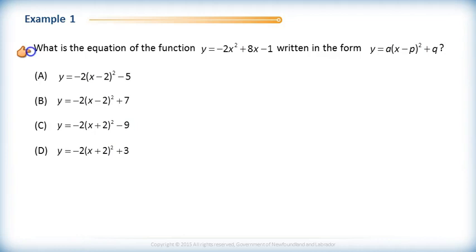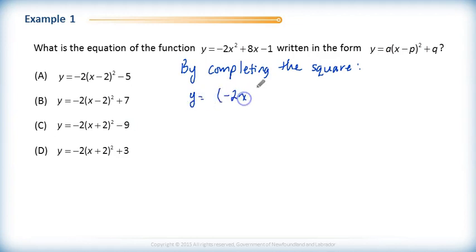What is the equation of the function y equals negative 2x squared plus 8x minus 1, written in the form y equals a outside of x minus p squared plus q, which is really vertex form? I'll do this problem by completing the square. We group our first two terms. So we have negative 2x squared plus 8x, minus 1 out here. Then we have to remove the negative 2 as a common factor. So we take that out, and we have x squared minus 4x left inside the brackets.